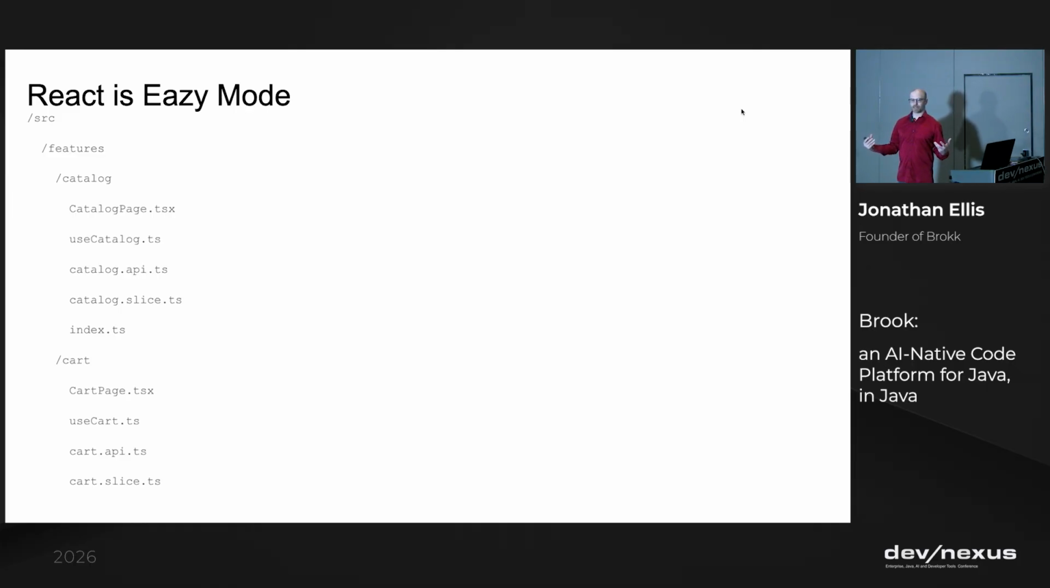I started Brokk almost a year ago because all the AI coding tools that I tried were really good at working on web apps and really bad at working on Java. And specifically infrastructure-shaped Java, not web app Java. That's because React is easy mode, and there are two reasons for that.